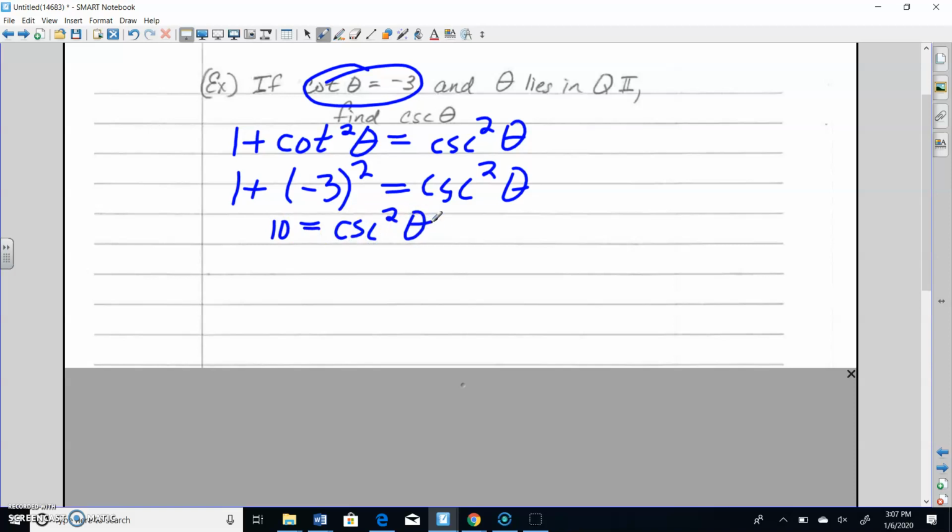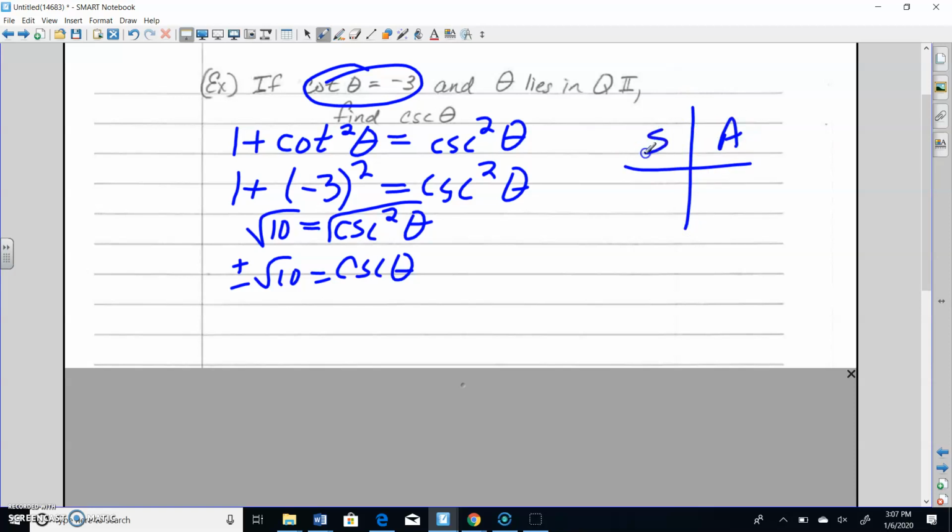And we want just the cosecant, not cosecant squared. So to undo that, we will square root both sides. Radical 10 doesn't break down. We just need to decide whether it's positive or negative based on the quadrant that our angle's terminal side lies in. So all students, we're in quadrant 2. Sine and its reciprocal will be positive. Cosecant is the reciprocal of sine, right? So our answer will be positive square root of 10.